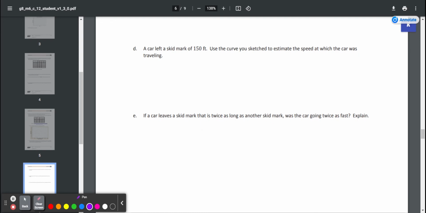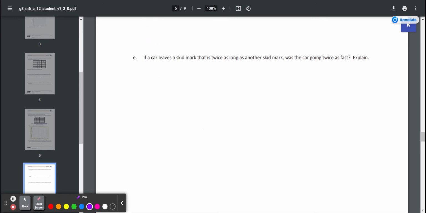If a car leaves a skid mark that's twice as long as another skid mark, was it going twice as fast? I want you to explain this for yourself. I'll give you the real quick answer, though. The real quick answer is no. And I think you'll be able to prove that. If you look at the distances for 50 and the distances for 100, they're not twice as fast, or twice as far. So we have to look at that a little bit more critically.